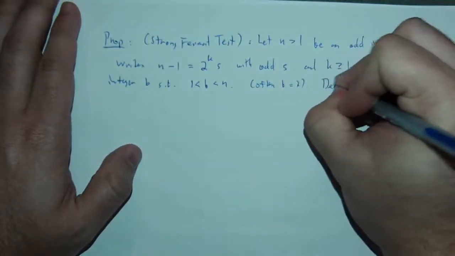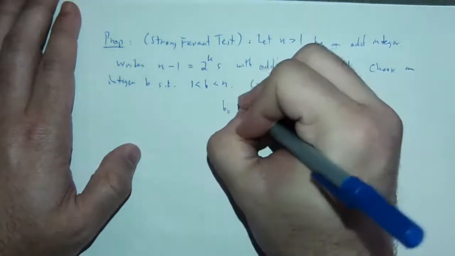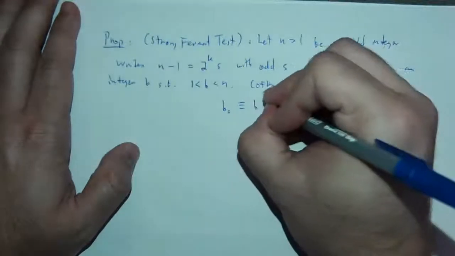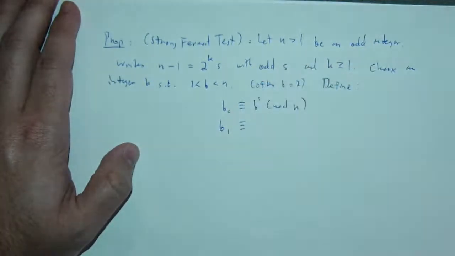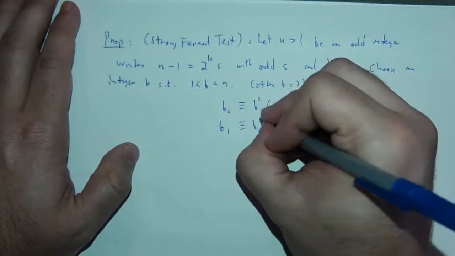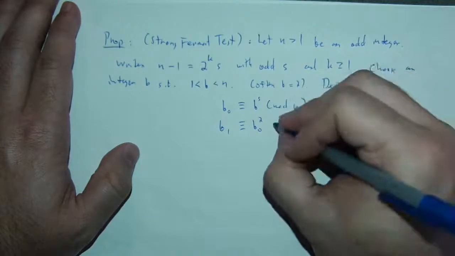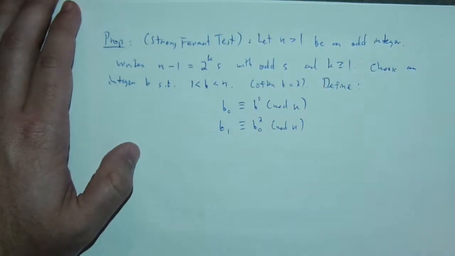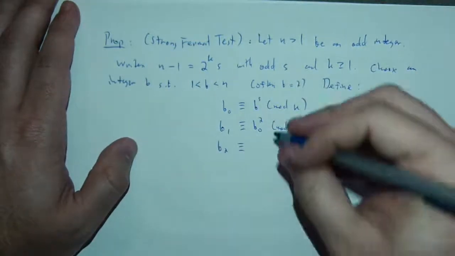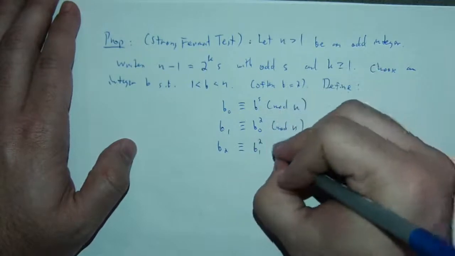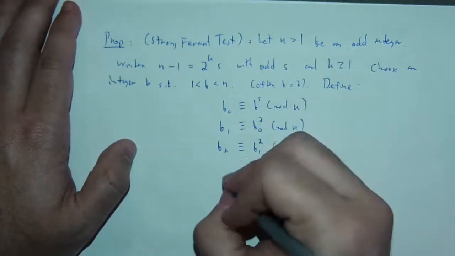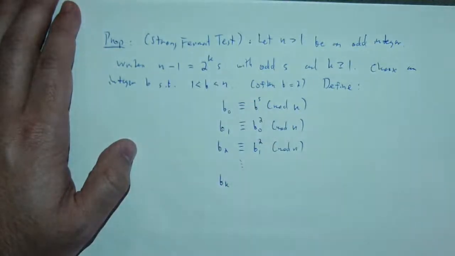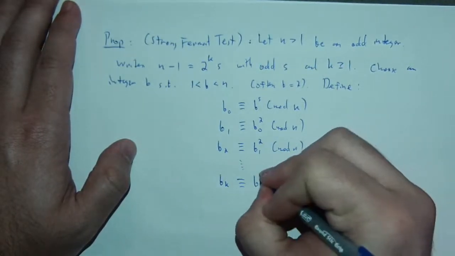Define the following sequence. So b naught is computed to be b to the s mod n, and b sub 1 is defined to be whatever number is congruent to b naught squared mod n, and b sub 2 is defined to be whatever is congruent to b sub 1 squared mod n, and so on, all the way to b sub k, k being this exponent on the 2's coming from this factorization of n minus 1. So this is b sub k minus 1 squared mod n.